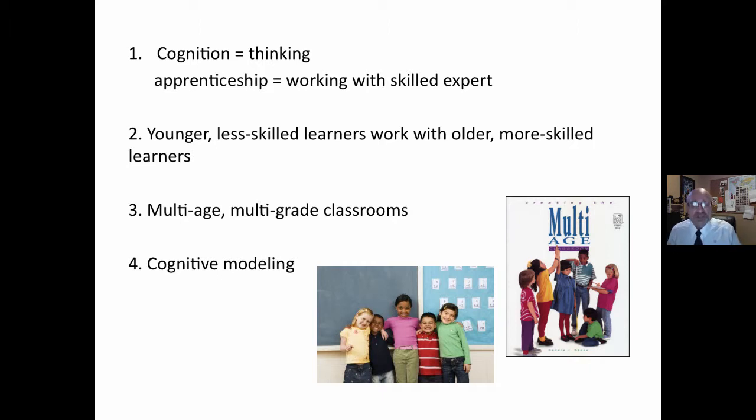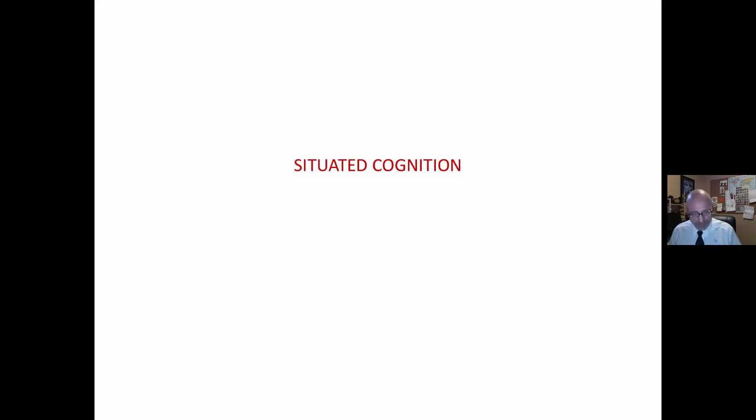Cognitive apprenticeship also has to do with cognitive modeling, and this is anytime a teacher thinks out loud to model the thinking process. This is used to teach any process. Let's see, what do I need to do? The process of comprehension. First of all, I need to stop. I need to ask myself, do I understand? That's an example of cognitive modeling.